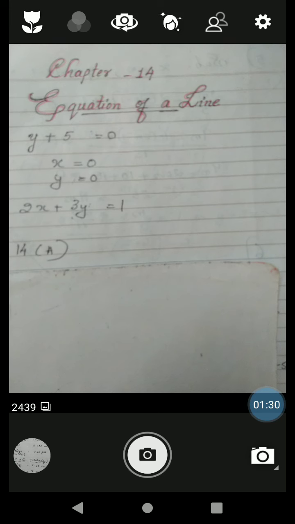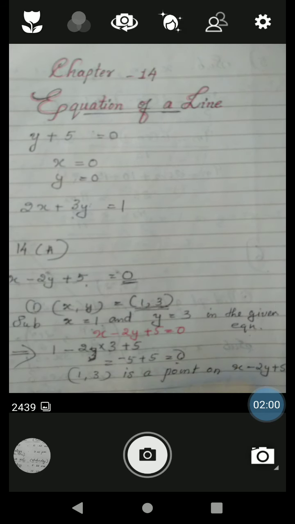And you have to remember any point which satisfies the equation of a line lies on that line. And one more thing, any point through which a line passes will always satisfy the equation of that line. You just remember these things. Now we can do some questions from exercise 14A.